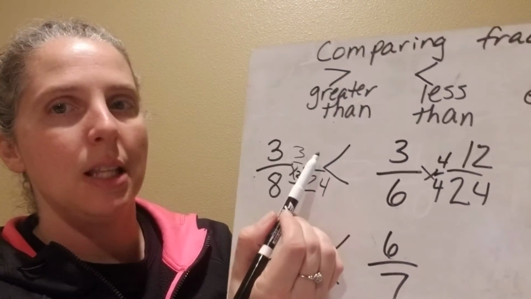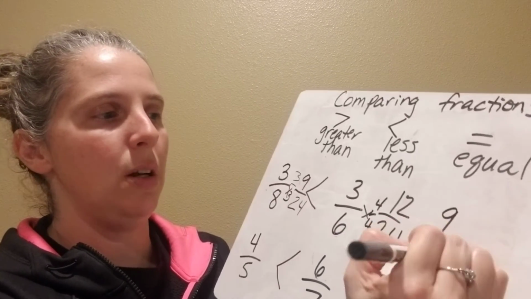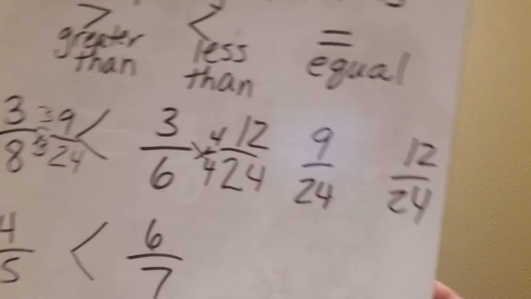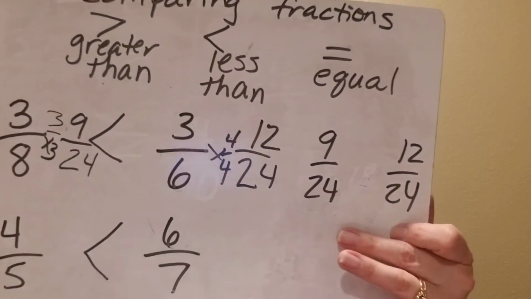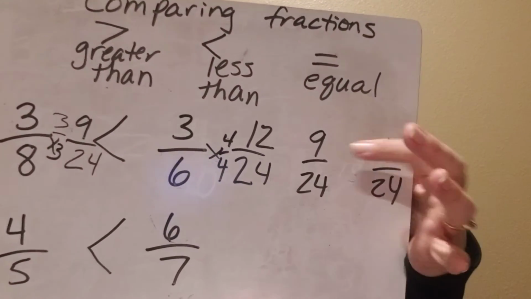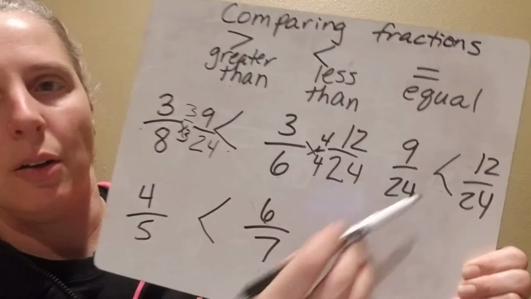3 times 3 is 9. So now my new fractions are 9/24ths and 12/24ths. I just made them into equivalent fractions with the same denominator. Obviously, which one's larger, 9 or 12? 12. And that's what I had here.